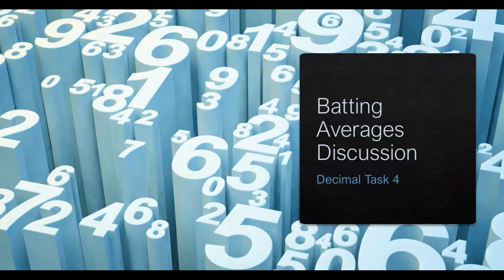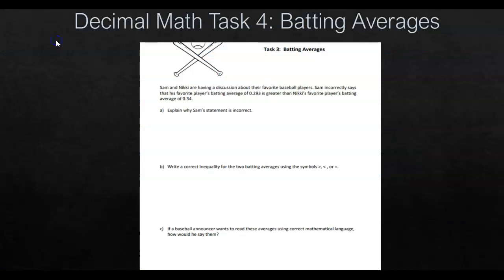Remember that this is task 4 in a series of tasks about decimals. So let's first reread what the task was asking you to do. It is, of course, task 3, batting averages. Sam and Nikki are having a discussion about their favorite baseball players. Sam incorrectly says that his favorite player's batting average of 293 thousandths is greater than Nikki's favorite player's batting average of 34 hundredths. Your task was to think about A and explain why Sam's statement is incorrect.